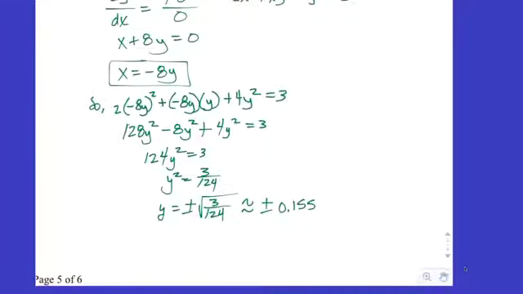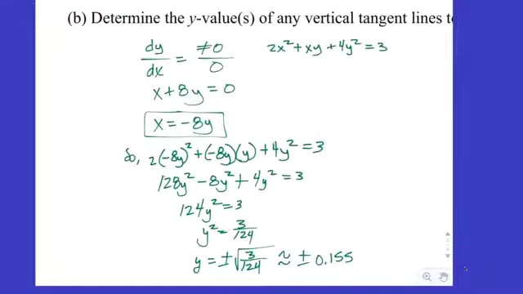You should have gotten plus or minus the square root of 3/124. Again, the notation: you say dy/dx is equal to nonzero over 0. That means infinity. That means you set the denominator equal to 0. You can solve for x a lot easier than y, so we go ahead and do that. Plug that back into the original expression for x, and that gives everything in terms of y.